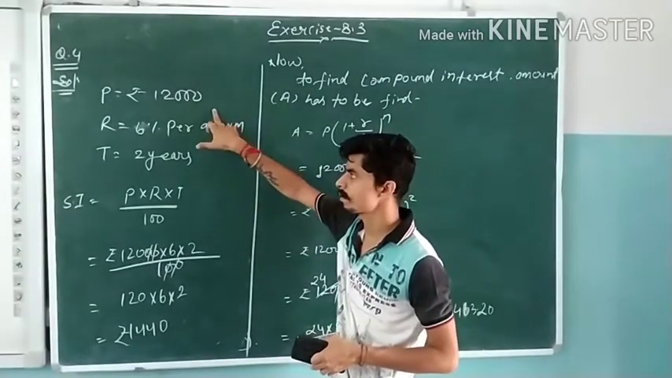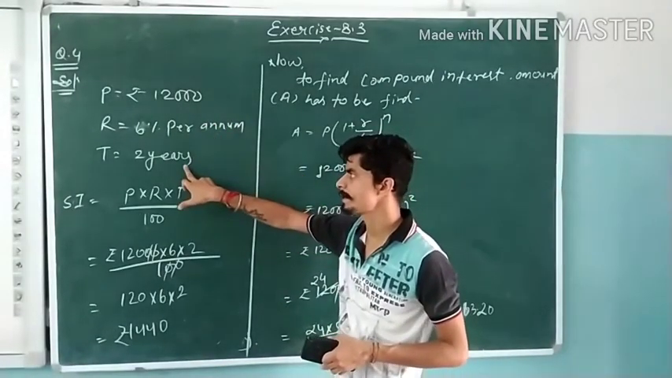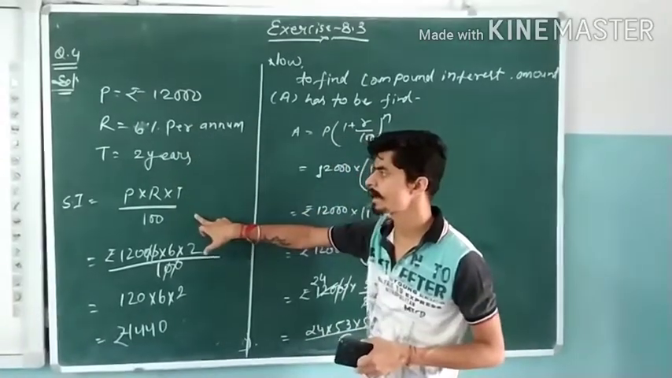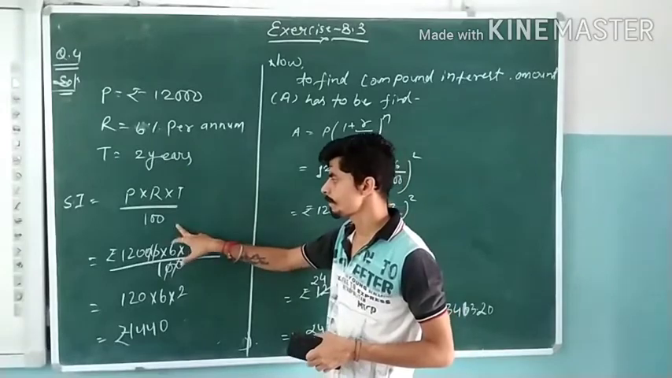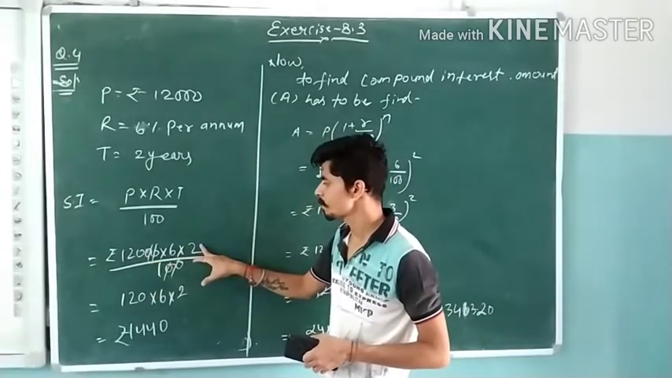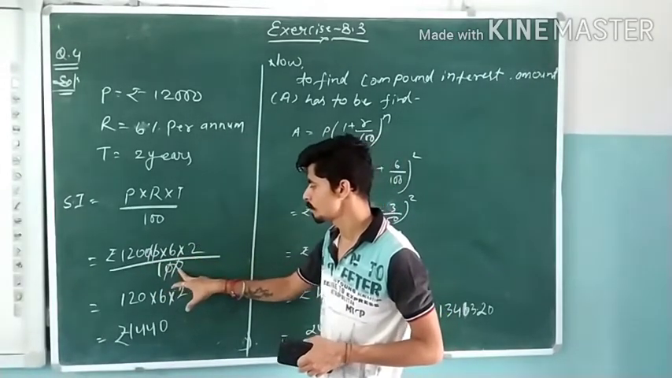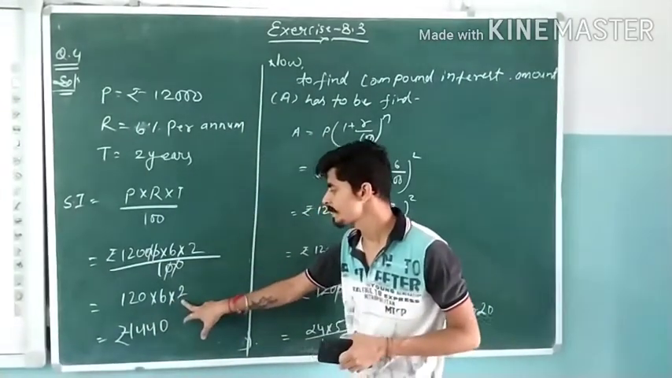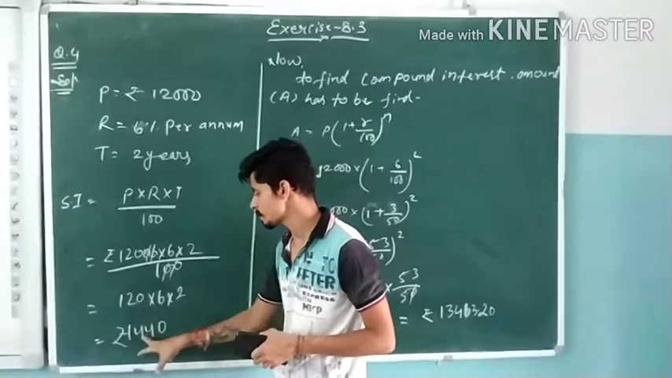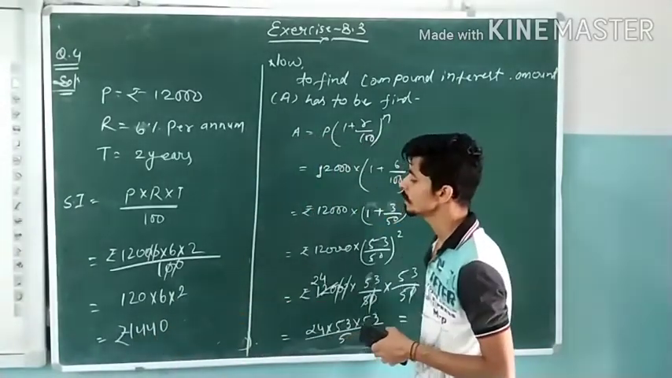The principal is given as 12,000, the rate is 6% and the time is 2 years. So simply we have to find SI because it is asked. So P into R into T upon 100, and we put all the values. Now 20 will be cut from here, 126 and 2 will be remaining here. So we find the product, and the product is 1440.